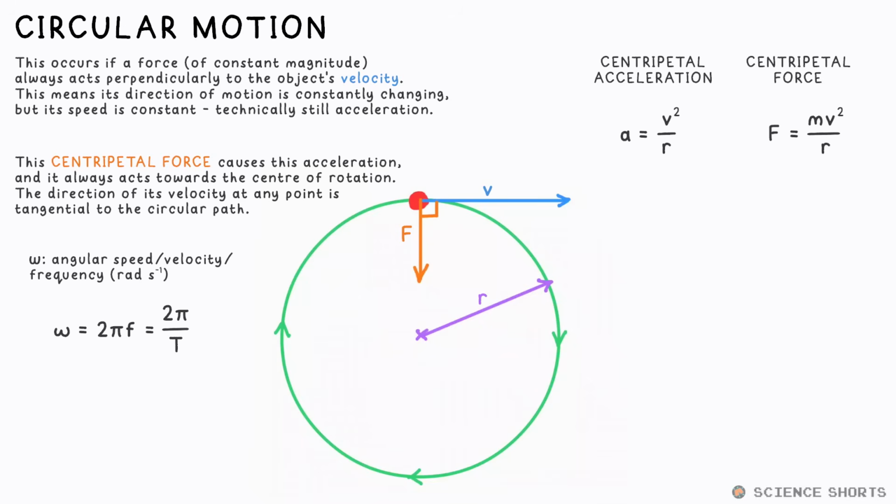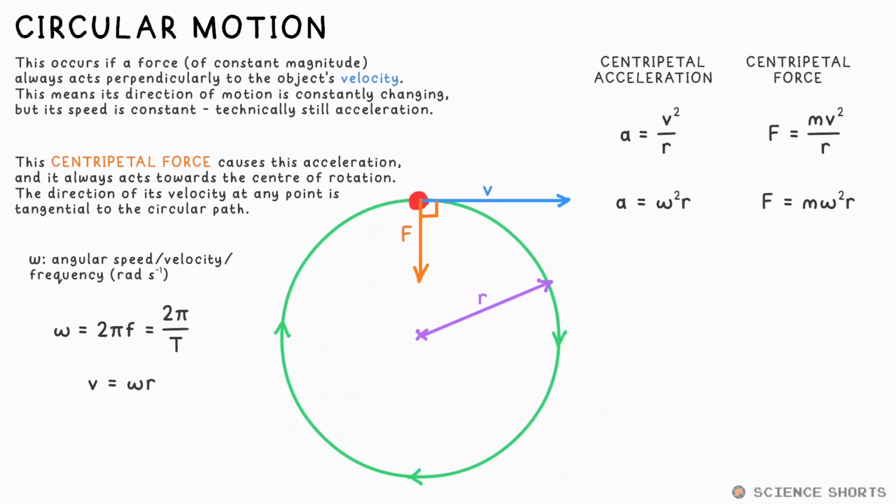It's also useful to consider its angular velocity, also known as angular speed or angular frequency. That's how many radians of the orbit are covered every second. We give it the symbol omega, a curly w. That's equal to 2 pi f, or 2 pi over T. How many radians per second? That means that v equals omega r. This is actually a very important equation that people often forget.